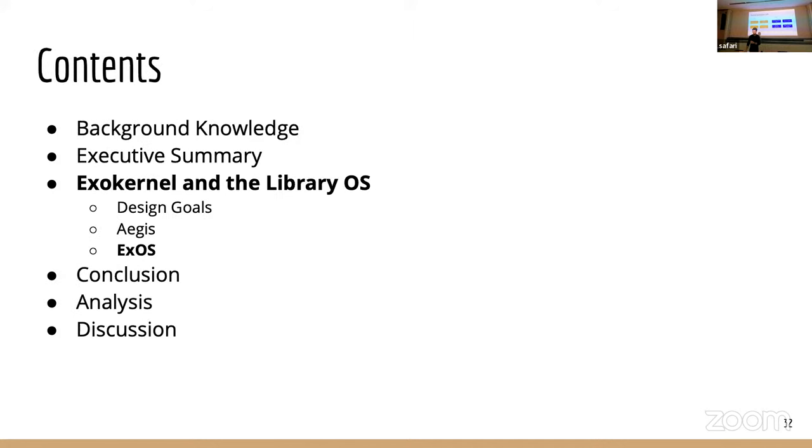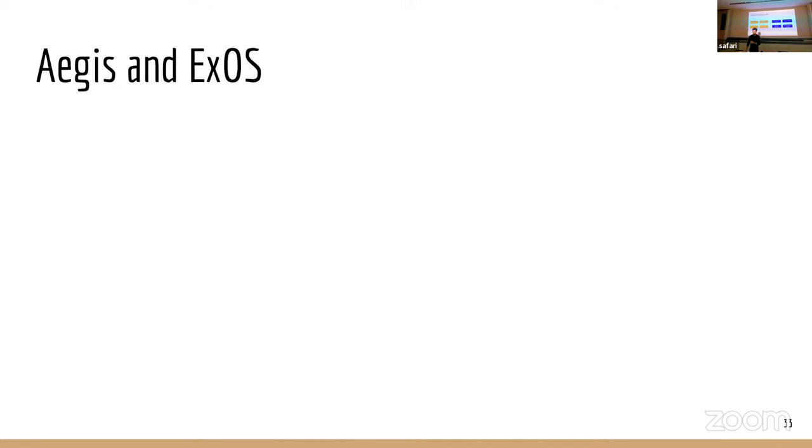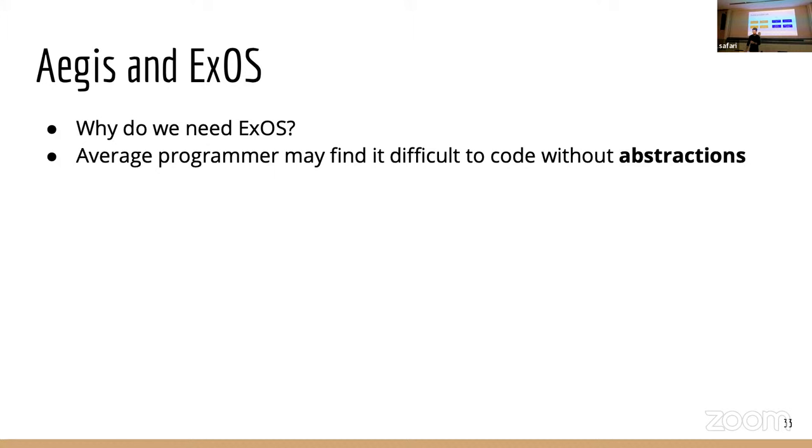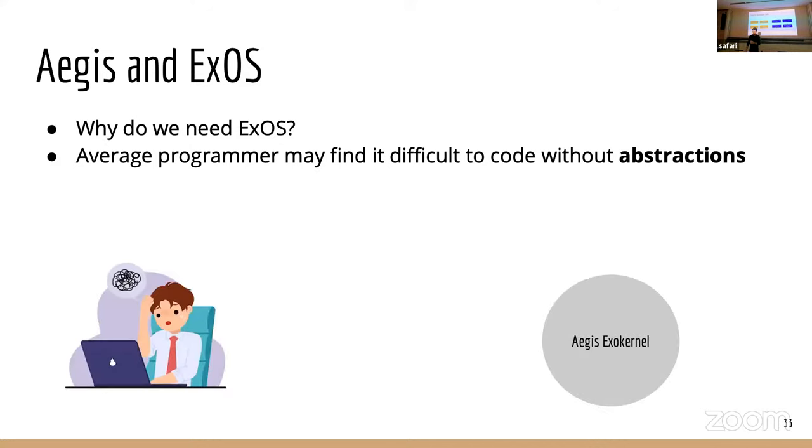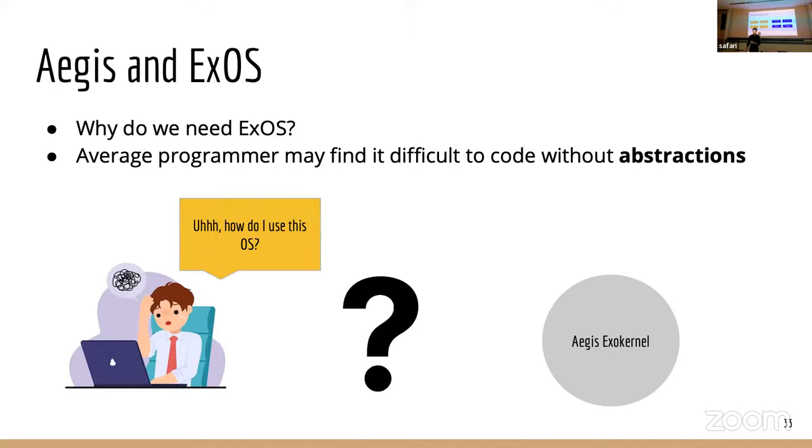So now we'll talk a bit about the XOS. So IGES and XOS, why do we need XOS? From what we've seen so far, processes can communicate to IGES directly, but the average programmer may find it very difficult to code without abstractions like virtual memory. So if we have a programmer trying to talk to IGES, they might be very confused on how to actually use it.